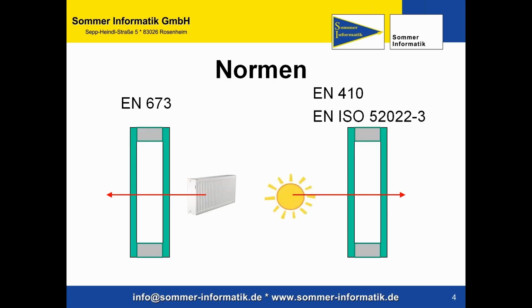Which norms are the basis of WINSLT? On the one hand, we have EN 673, which usually deals with the calculation of the UG value. What is the heat transfer coefficient for the window? We also have EN 410, which calculates the solar values such as transmission, reflection, and absorption, and EN ISO 52022 Part 3, which we use in WINSLT mainly for calculating the temperature distribution and then also for calculating the slats and the shading.